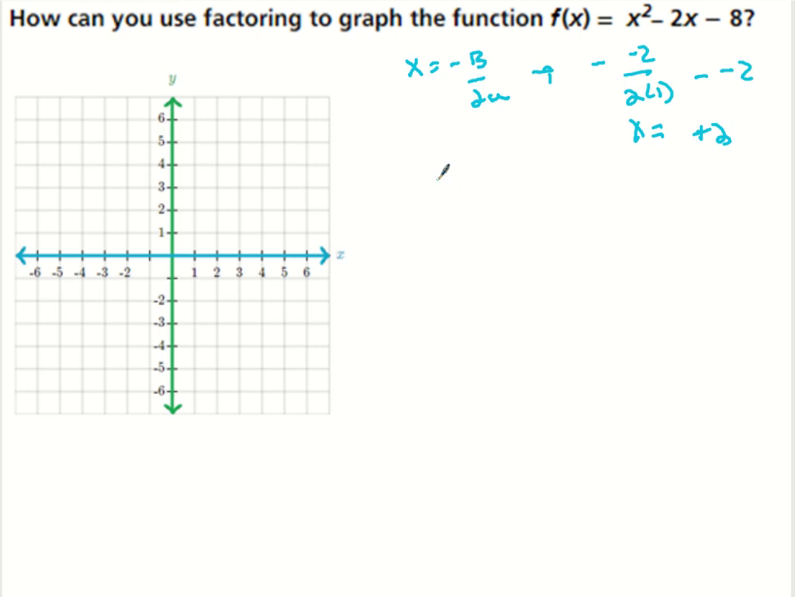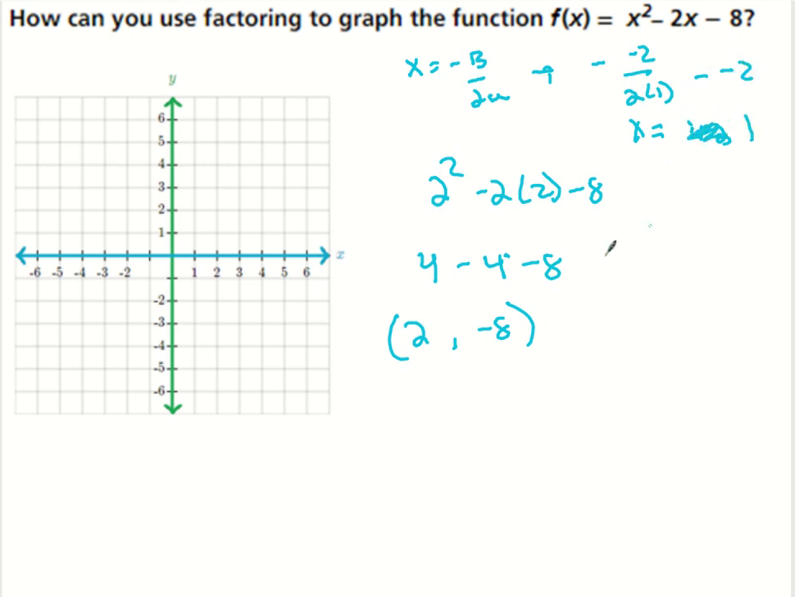So if x equals 2, I have 2 squared minus 2 times 2 minus 8, 4 minus 8. So it looks like I'm getting a vertex of positive 2 and negative 8. Okay, so now what we're going to do, oh man, I made a huge mistake. This happens when I rush, you guys. Negative 2 over 2 is not negative 2, it's 1. My goodness. So it should have been positive 1.